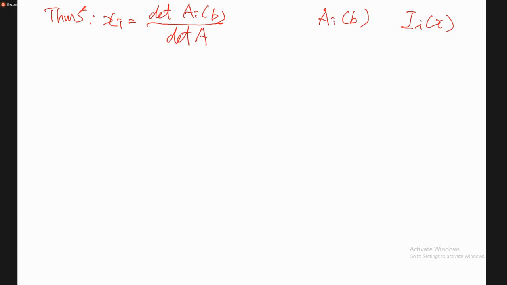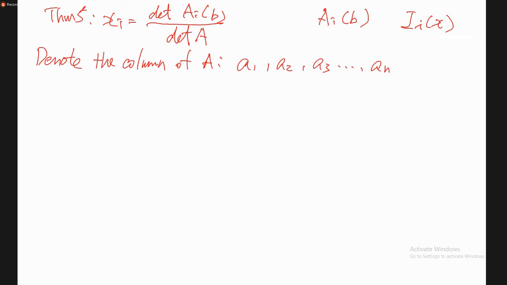Firstly, I would like to denote the column of matrix A as follows by using A1, A2, A3, until An, because there are n columns, n by n matrix in general, right? So I would like to denote the columns of the matrix A by A1, A2, A3 until An. And all of these, A subscript 1, A subscript 2, mean that they are column matrices.